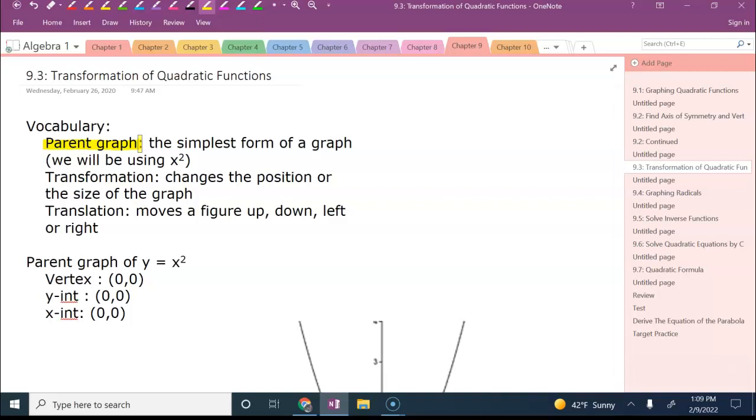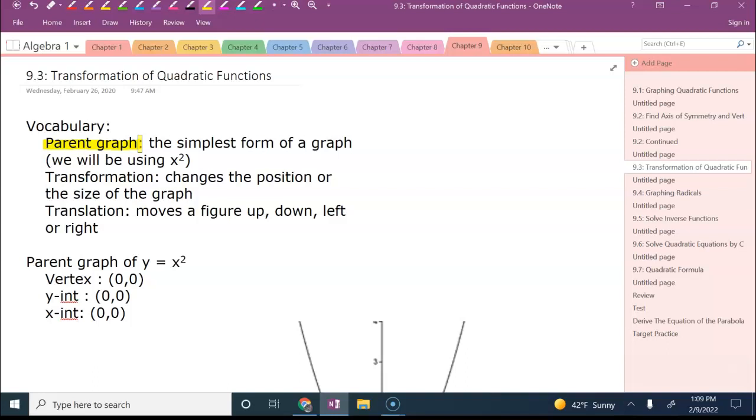So there are lots of different ways that we can graph things, like linear equations, quadratic equations, cubic equations, and so on. And they all have what's called the parent graph, which would be kind of the very original graph where it started at the very beginning. And it's the simplest form of the graph that we have. For today, we're going to be using our parent function, which would just be y equals x squared.